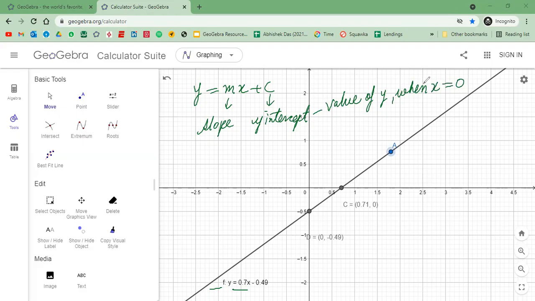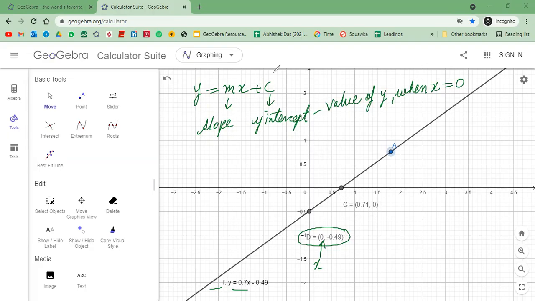Now, if you think of it in this way, right? Now look at the equation. Y equal to 0.7x minus 0.49. If you put x equal to 0, you'll get the value of y to be negative 0.49. And the coordinate corresponding to this point D is 0, minus 0.49, where x is 0. Right? So the interpretation of this y-intercept is it's the value of y when x is 0, and the interpretation of x-intercept is the value of x when y is equal to 0.